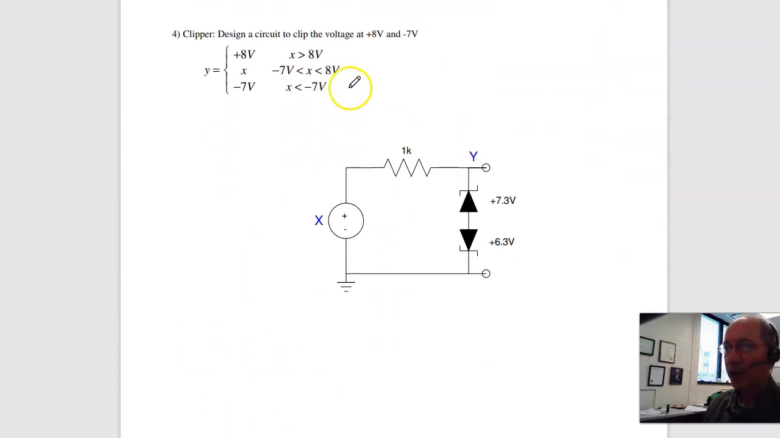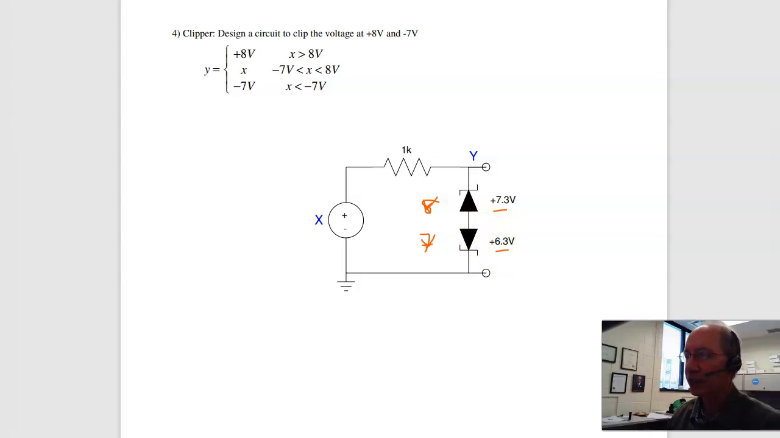Problem 4. Design a circuit that clips at plus 8 and minus 7 volts. This is kind of a gimme. Just use an 8 volt Zener and a 7 volt Zener. This will actually clip at 8 plus 0.7, 8.7 volts. To take care of that 0.7, back this off by 0.7, and back this off by 0.7. And now clip at 8 volts and minus 7 volts. One of many circuits. This is probably the simplest of them.